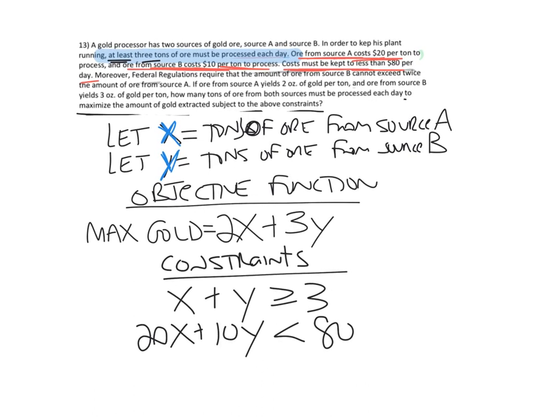Now, it also says this, and this was the federal regulations part. It says the amount of ore from source B cannot exceed. So if I take the amount of tons from source B, that's going to be Y, that cannot exceed, cannot be bigger than. So that means less than or equal to. It cannot exceed twice the amount from source A. So that's going to be 2 times X. So that's how we write that constraint.